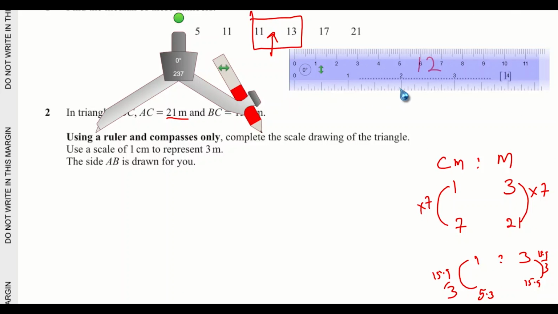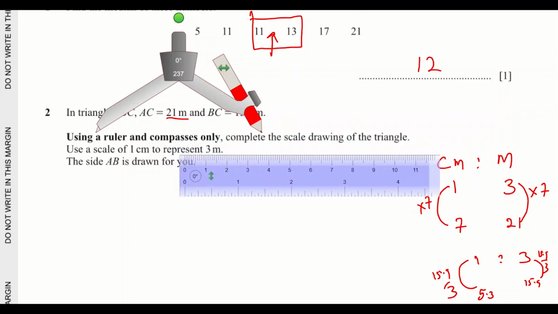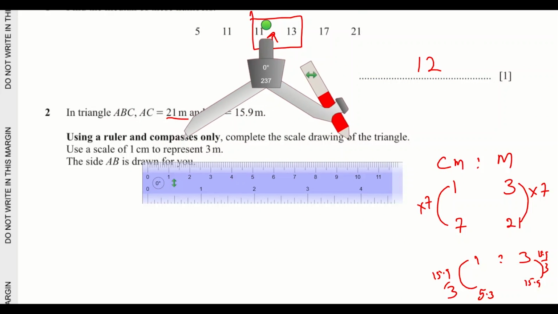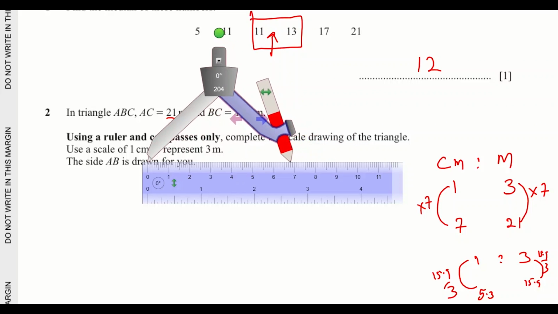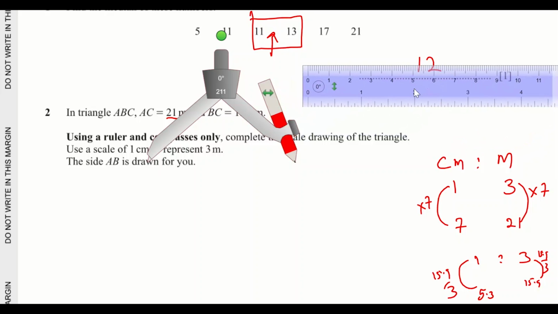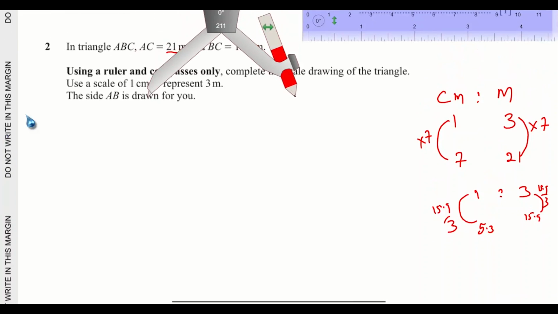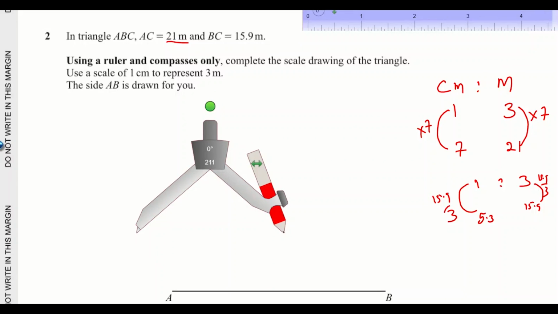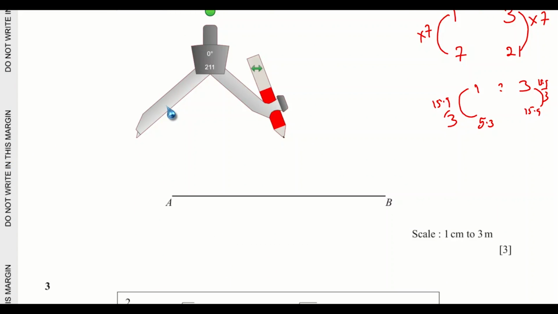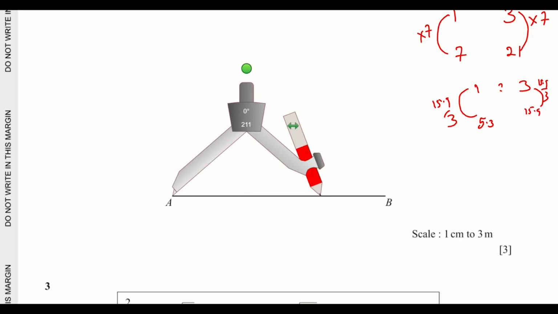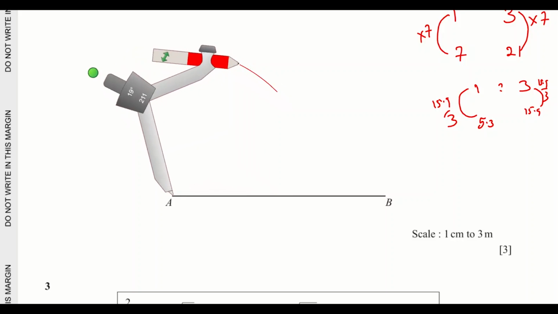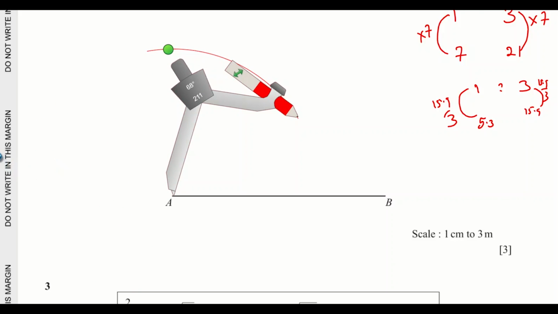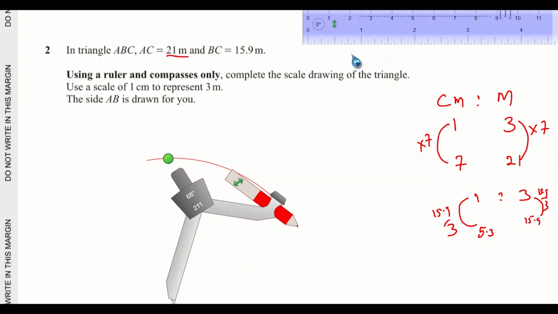I have a ruler and a pair of compasses, so I need to measure the length AC, which is 7 centimeters. From here, I need to adjust this to 7 centimeters. Then I'll go to the base where we have the line segment AB. This is AC, so the center at point A. Then I need to draw an arc. Let's draw it from here. Then we go back to the second one, which is the length BC.